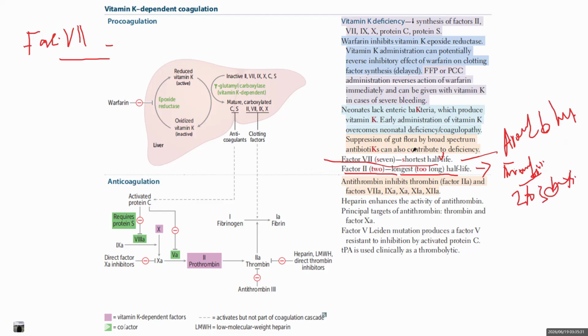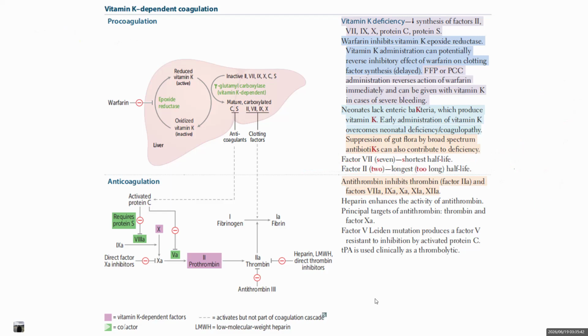So you see the difference? The half-life for factor 7 is around 6 hours, but for factor 2, thrombin, it is about 2 or 3 days. So what happens when a patient is on warfarin therapy? Warfarin blocks vitamin K recycling in the liver, which means the liver cannot produce properly functioning clotting factors, specifically factors 2, 7, 9, and 10.